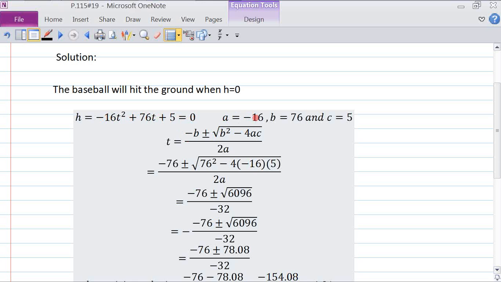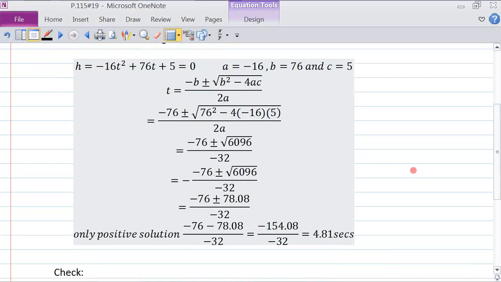A is minus 16, B is 76, and C is 5. We substitute that into this formula right here. And minus B is minus 76 plus or minus the square root of B squared, which is 76 squared, minus 4 times A, which is minus 16, and C is 5. So 76 squared plus 4 times 16 times 5 comes out to be 6096. And the 2A, of course, is minus 32, so that'll be minus 32.